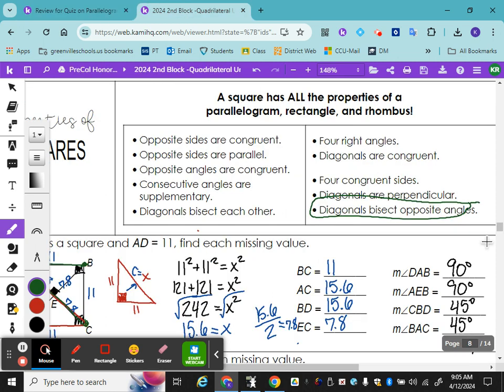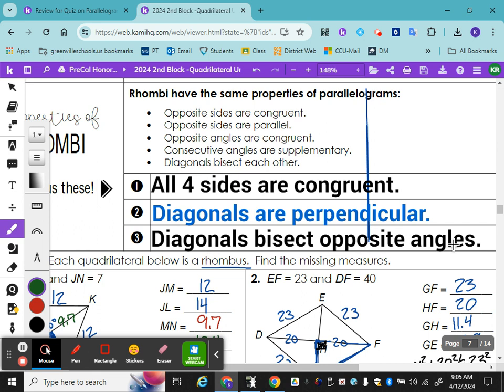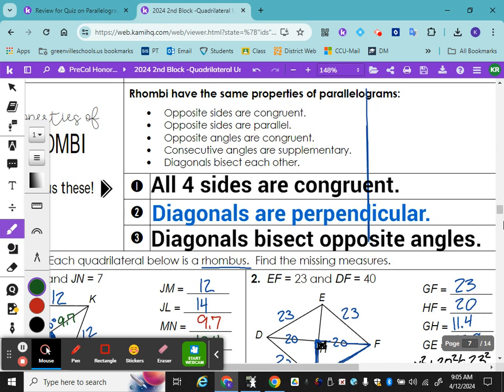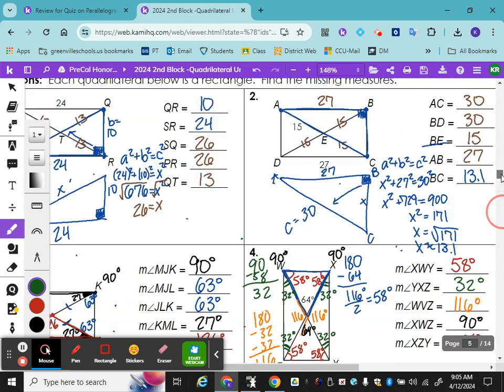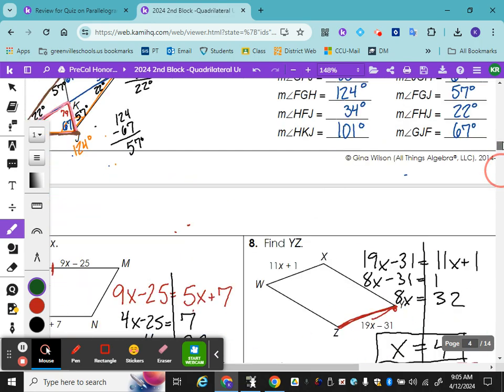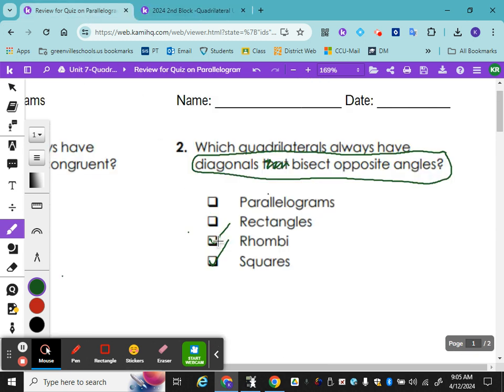I'm working backwards just because my paper was already backwards. Diagonals bisect opposite angles. True for rhombi. Yes. Rectangles. Going page by page. Diagonals bisect each other. No. Diagonals are congruent. No. Parallelograms. Diagonals bisect each other. No. It's angles. All right, so that's it. Just those two.